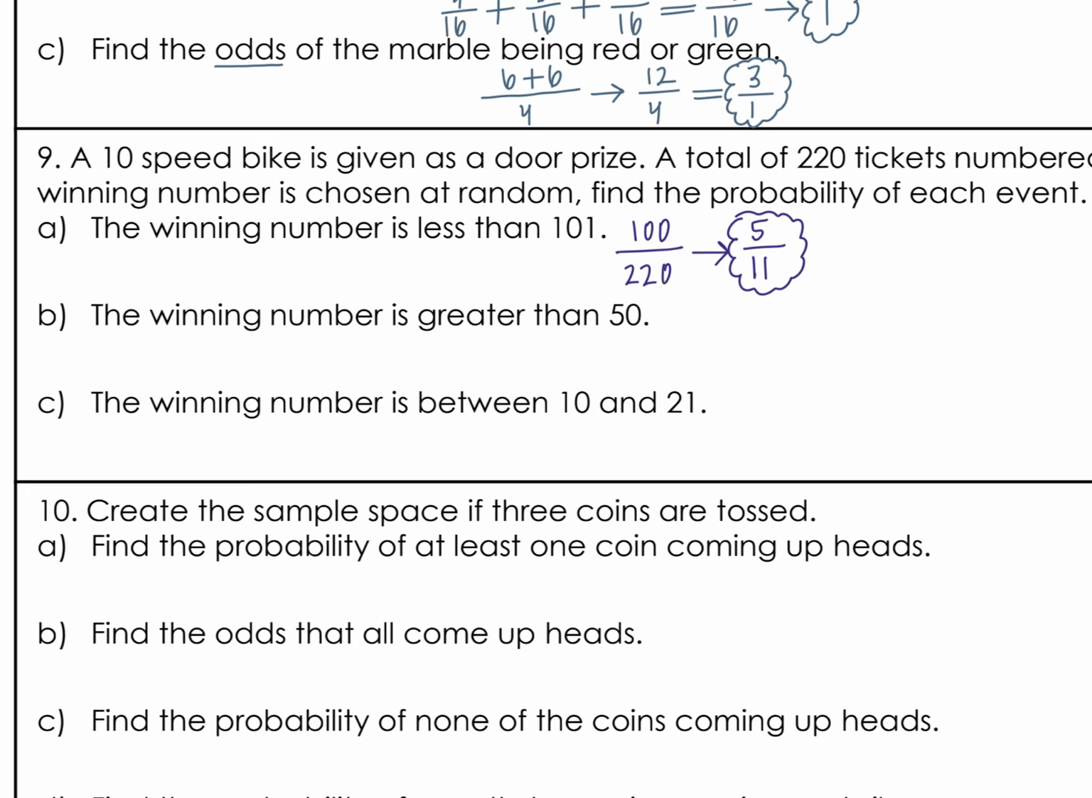Then we have the winning number is greater than 50. So if it's greater than 50, it's not going to include that. And so I'm going to take 220 minus the 50 over my 220, my total, which is going to give me 170 over 220. And that will reduce to 17 over 22.